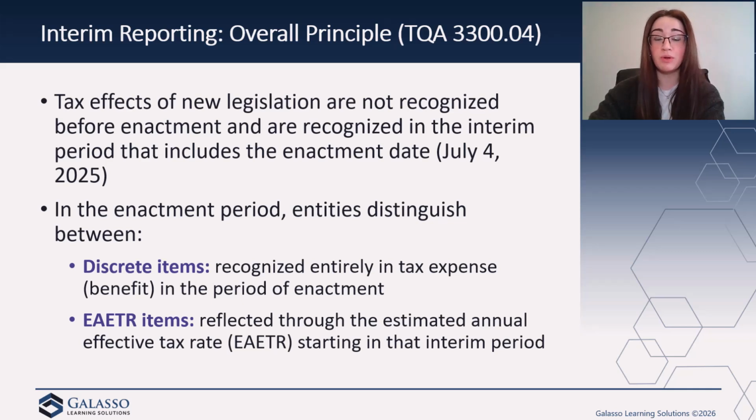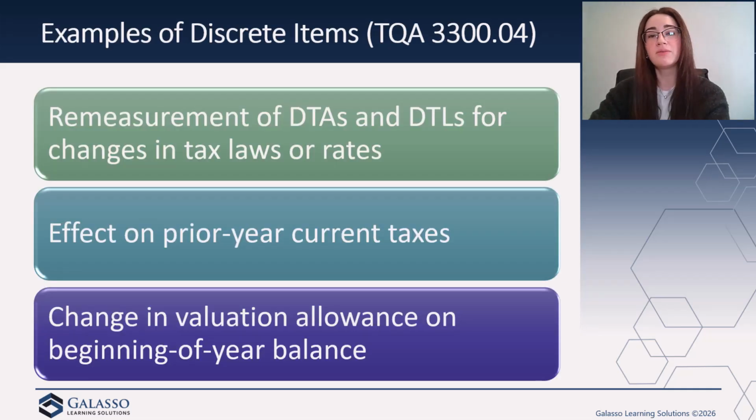OB3's tax effects might produce both. In this circumstance, we might have some discrete items that are impacted, and in some cases, we might have EAETR impacts as well, depending on your company's specific facts and circumstances, including optional or elective provisions. So what are some examples of these discrete items that might be impacted? We have the remeasurements of deferred tax assets and deferred tax liabilities for changes in tax laws or rates. These would be allocated to income tax expense or benefit from continuing operations.